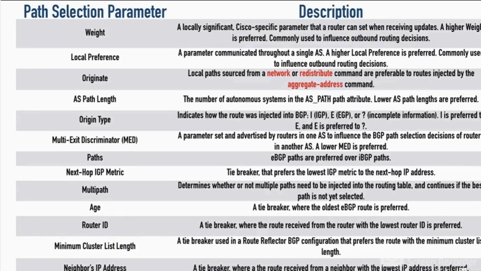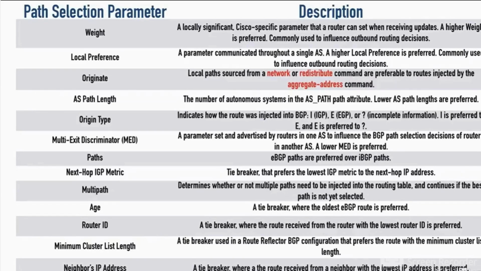And the final tiebreaker is to answer the question, which of my neighbors has the lowest IP address? The neighbor with the lowest IP address will be the preferred next hop. In other words, the preferred path. And if you count all of these up, there are 13 criteria that we could examine.